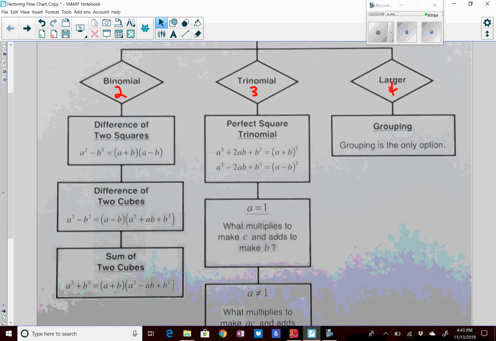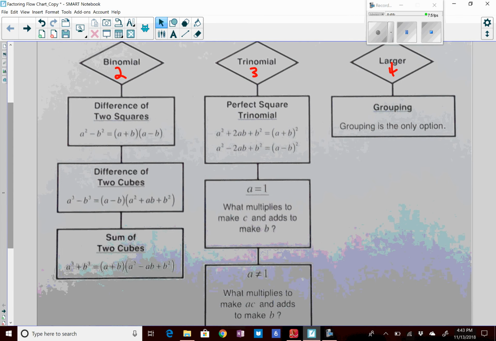In the trinomial column, you notice that we're looking for a couple of different things. We're trying to recognize if we're seeing a perfect square trinomial. We're looking to see if it's not a perfect square trinomial, if a is equal to 1, because there'll be one technique to apply. And if it's not a perfect square trinomial, if a is not equal to 1, yet another technique to use. And we'll go over those techniques in a minute. And then finally, if you have something that's larger, 4 terms, we'll use a grouping technique to factor those.